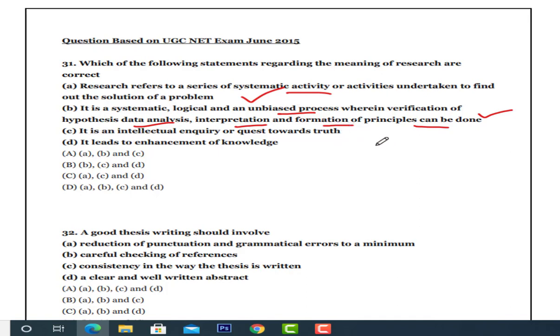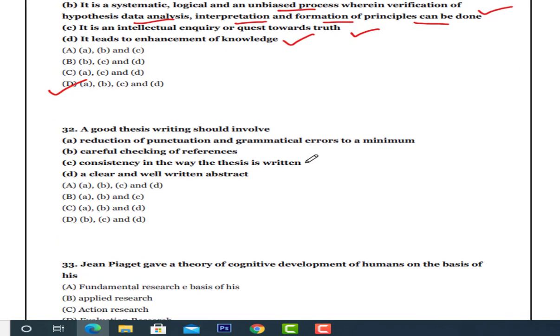The next one is, it is an intellectual inquiry or quest towards truth. Yes, that is also correct. It leads to enhancement of knowledge. Yes, correct. So option A, B, C, D. The four options are correct based on the meaning of research.